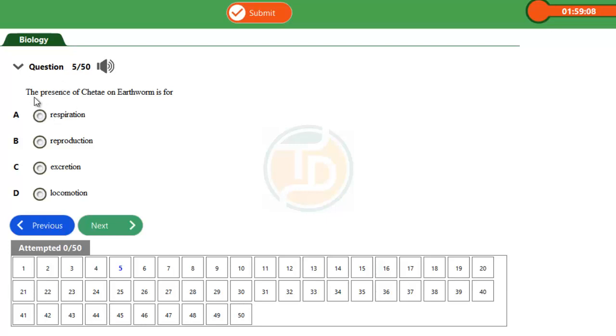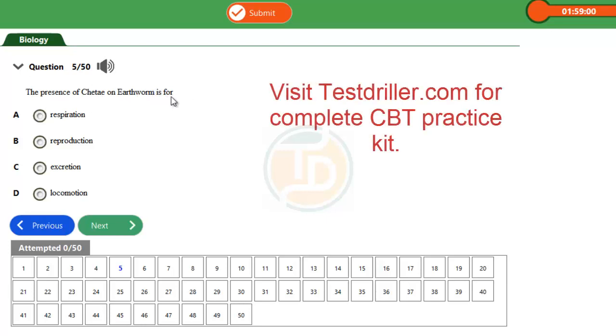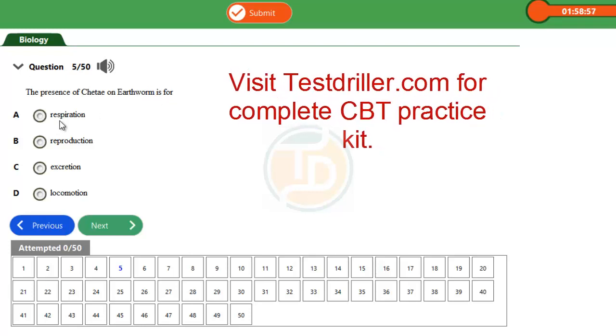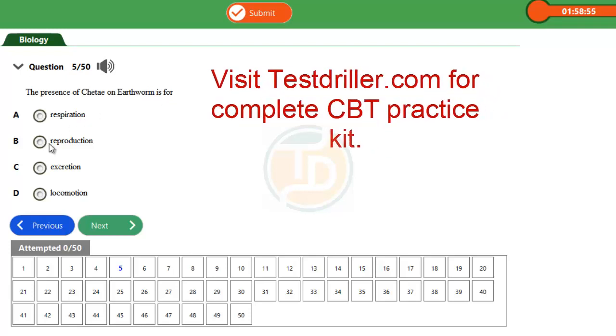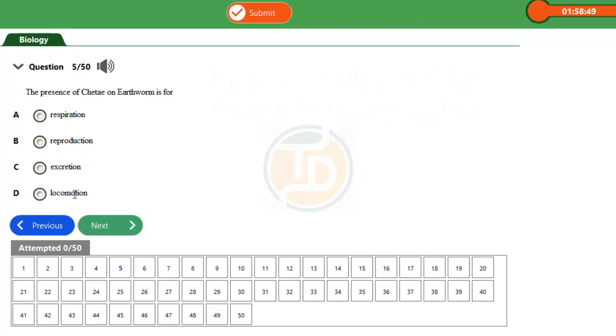Question 5, 2016 biology. The presence of chitin on earthworm is for dash. Option A, respiration. Option B, reproduction. Option C, excretion. Option D, locomotion.